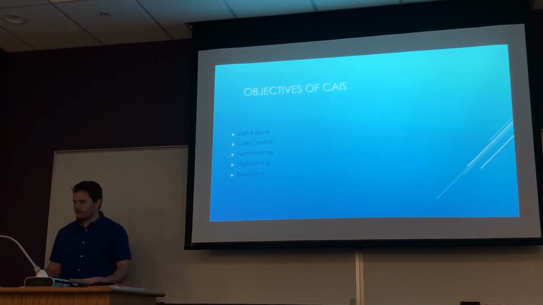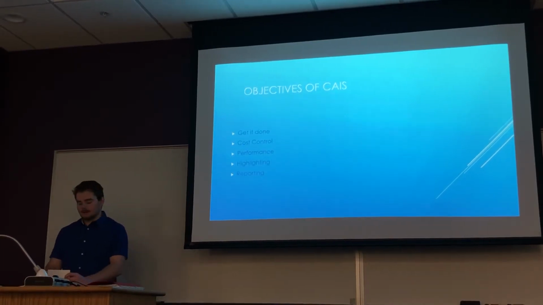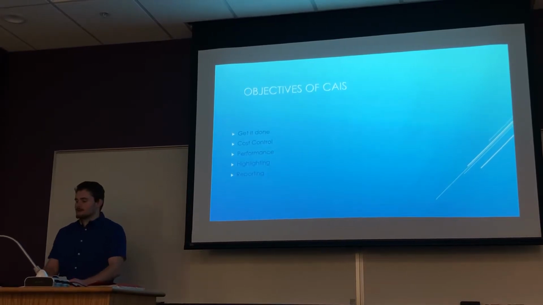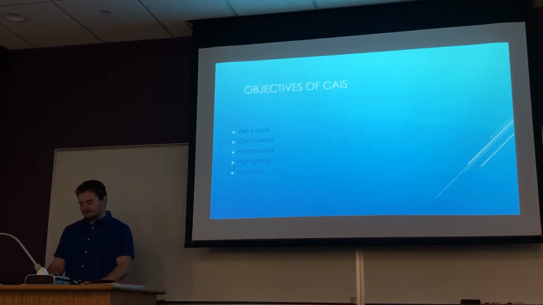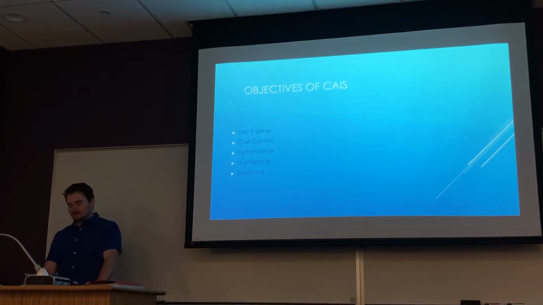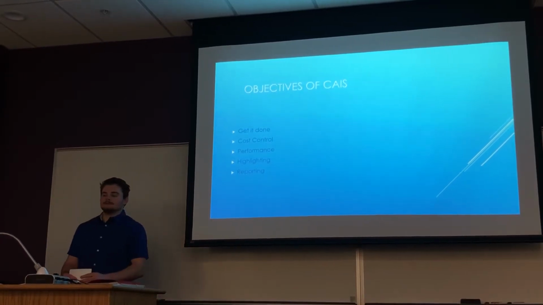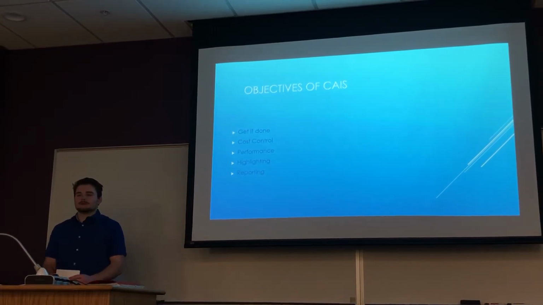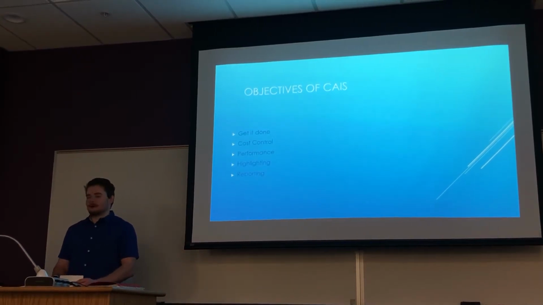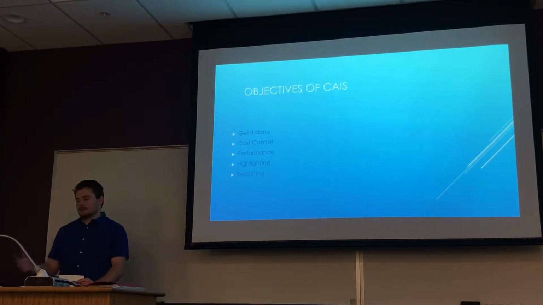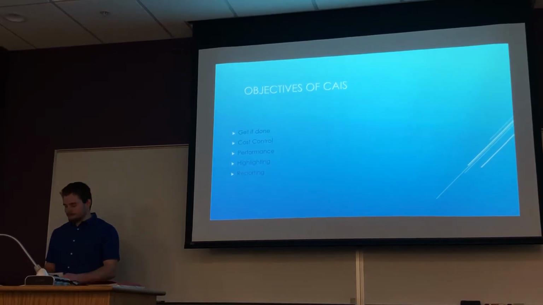So, the objectives of the cost accounting system. The first objective is the get it done. The get it done is the main objective, and it's to provide information to management in a timely fashion. Managers don't want information that is going to be not useful because they get it too late. They want that information quickly so they can make changes within their organization quickly.